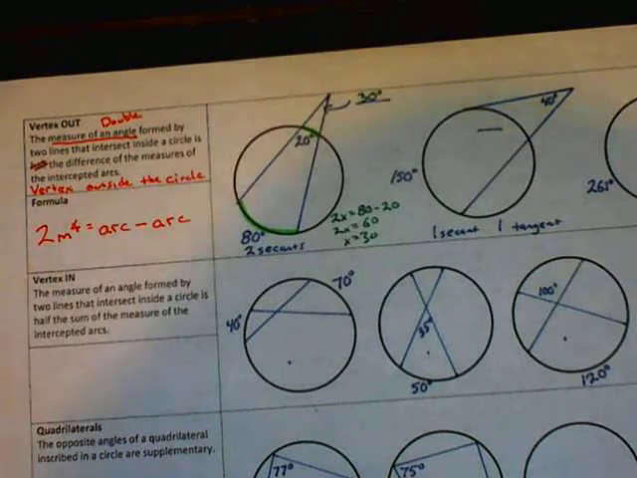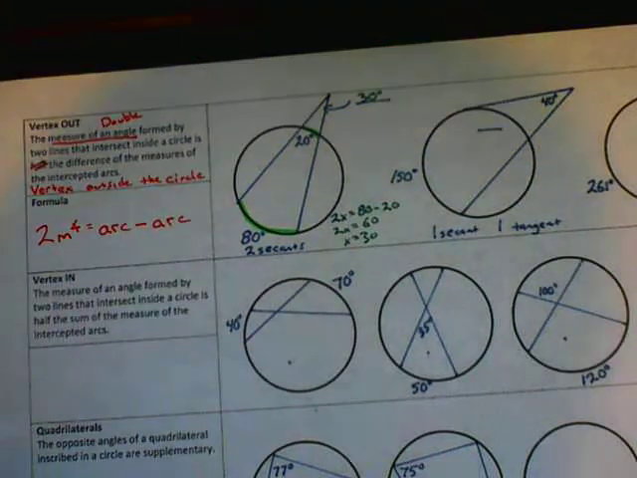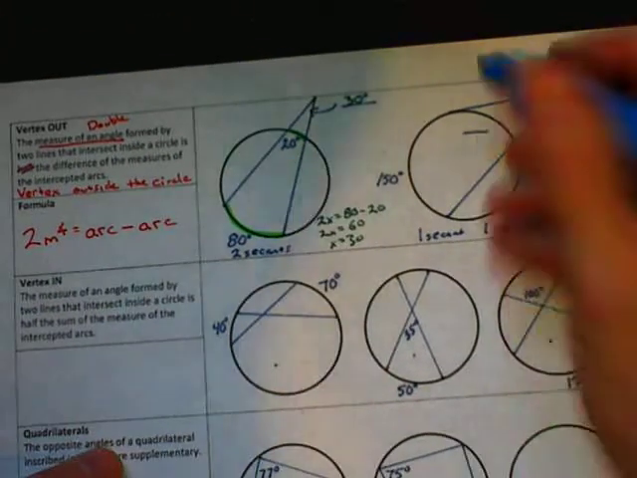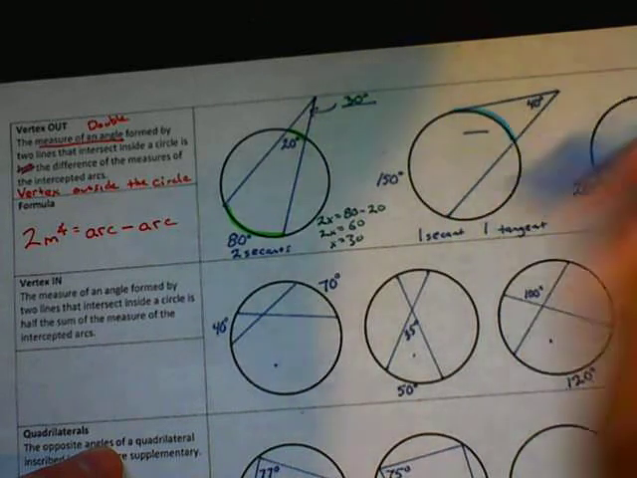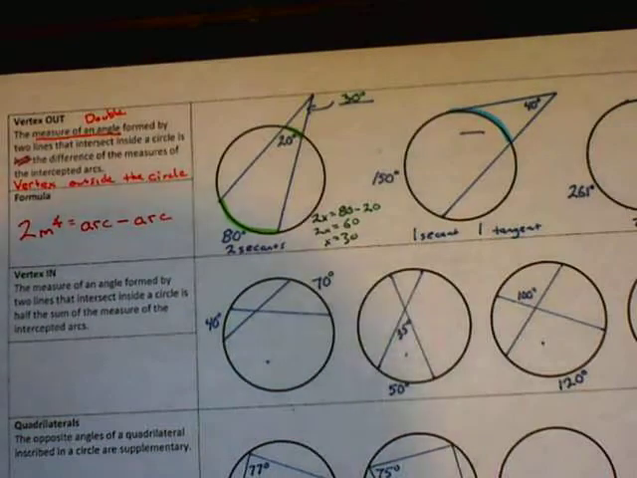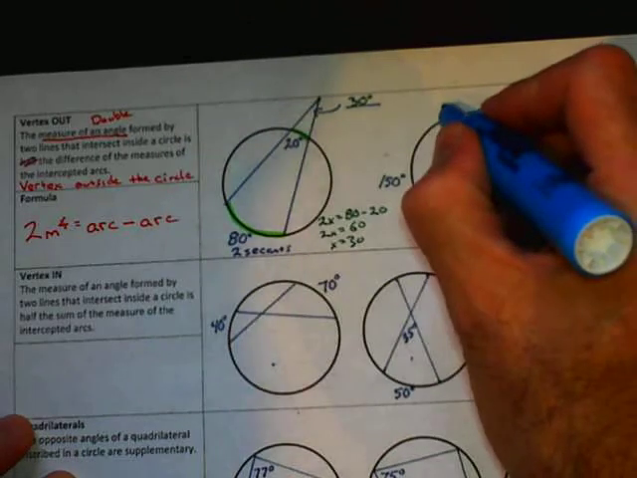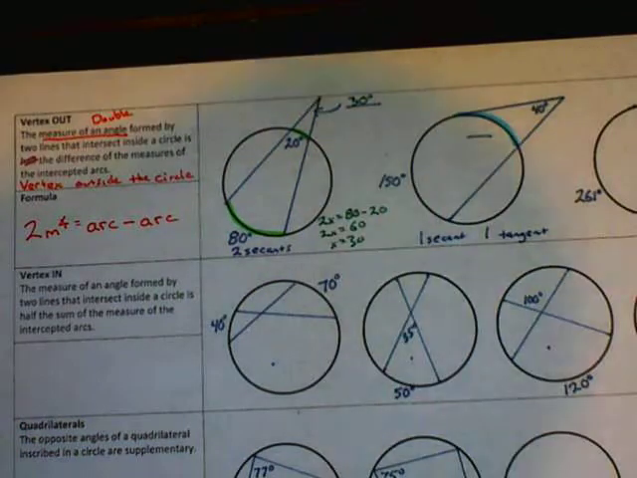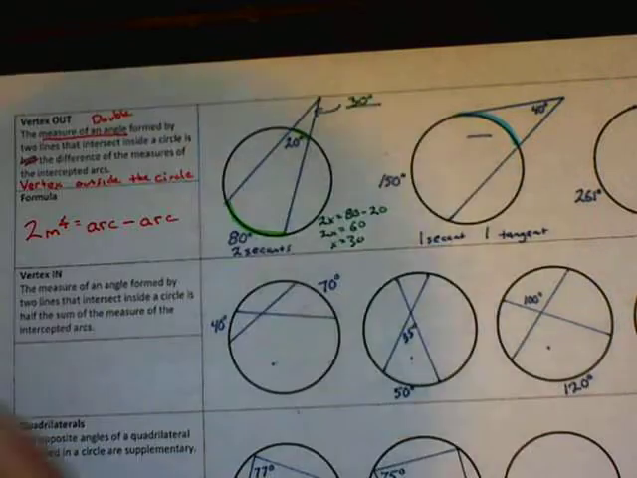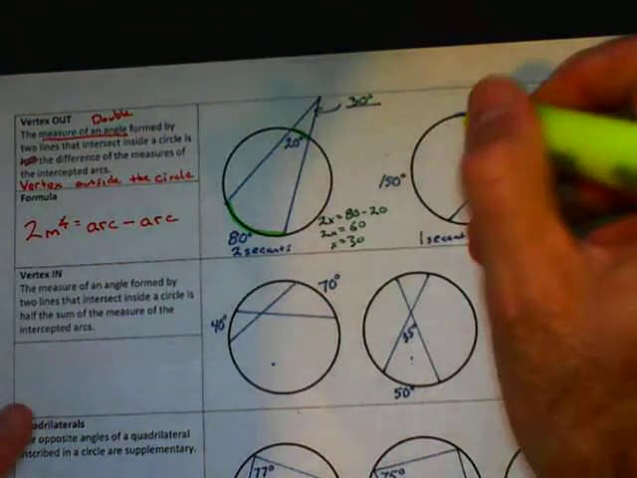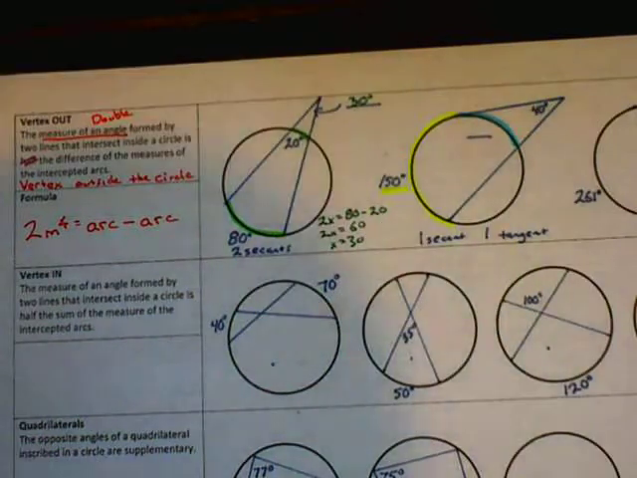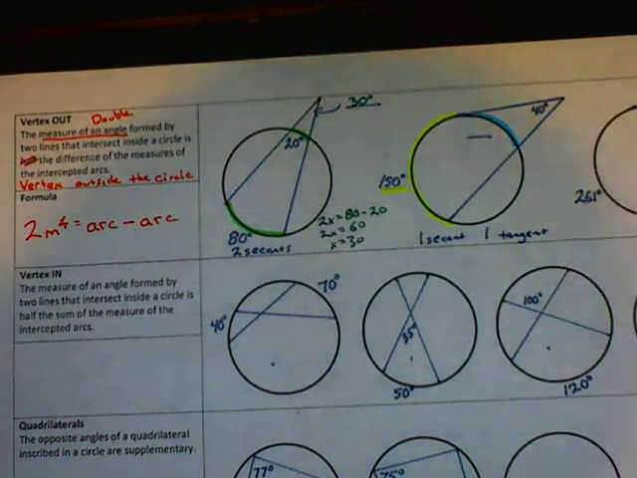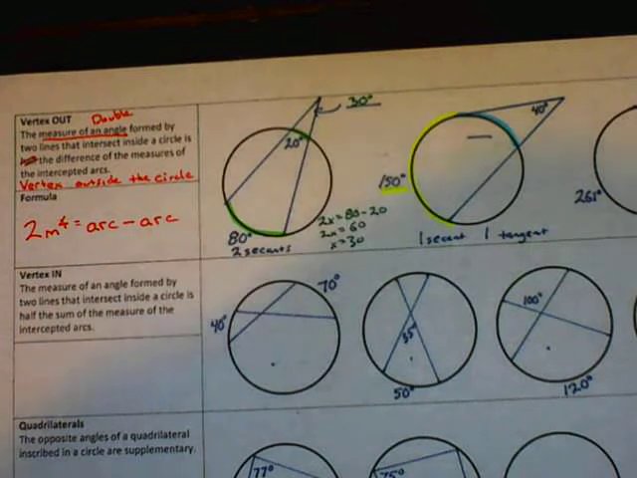In this case, next one, we want this arc measure from here to here is what we're looking for. The other arc that they're giving us is from here to here is the 150, and there's my angle. Well, what do we do with the angle? We always double the angle.